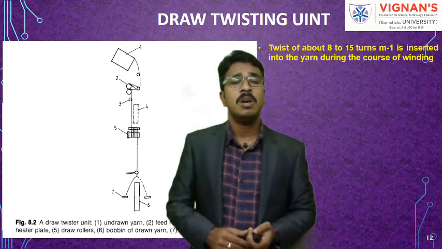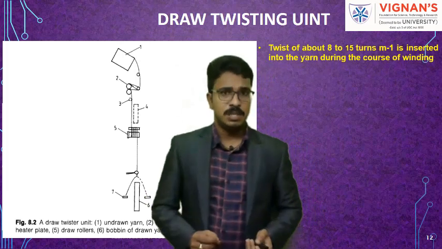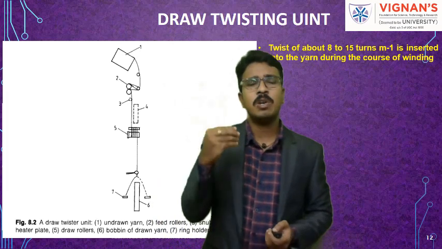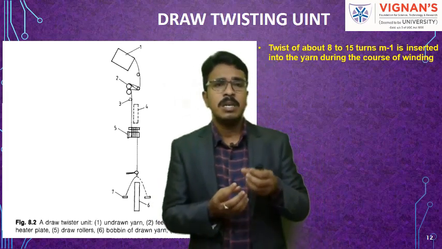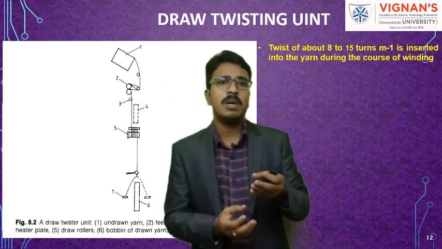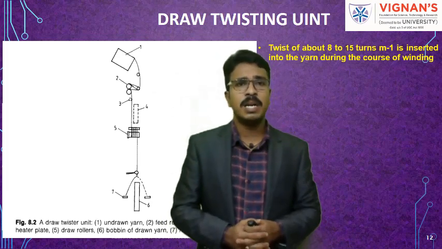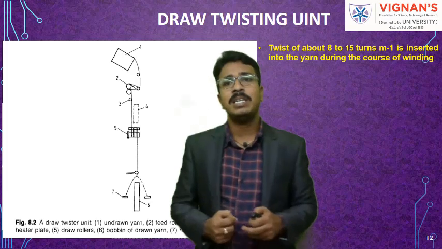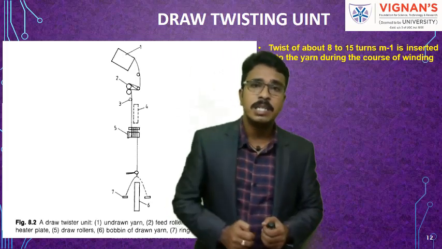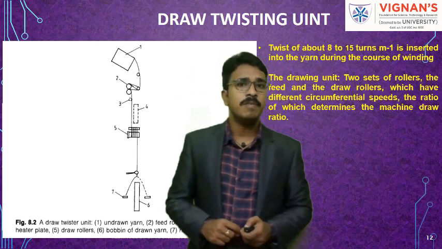Understand? So whatever twist there is, we are applying a nominal twist. You just hold all the filaments together, that's it. It's a very, very nominal twist we are applying, that is 8 to 15 turns per meter, inserted in the yarn during the course of winding.